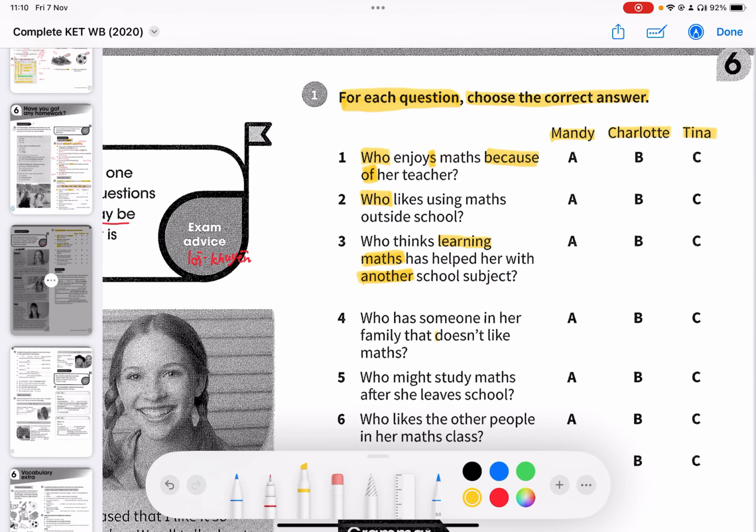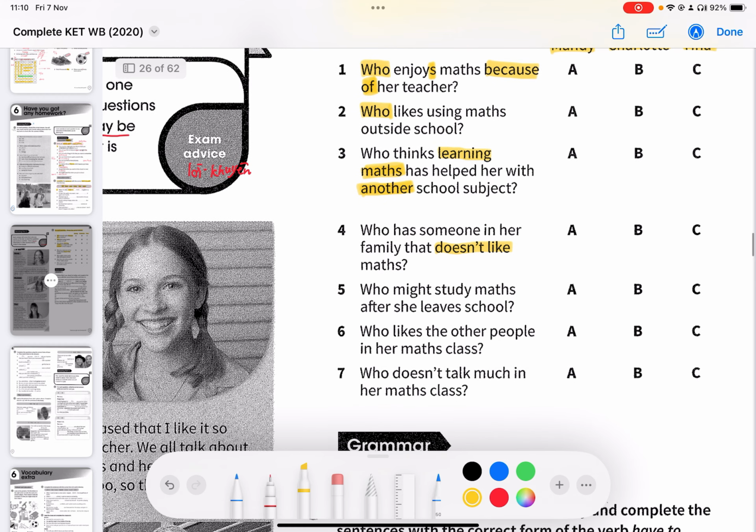Okay, so we have to look for doesn't like. Number 5. Who might study maths after she leaves school? Leaving school here is not dropping out but after finishing high school, for example. Now, who might study maths after she leaves school? So we have to find the keywords.